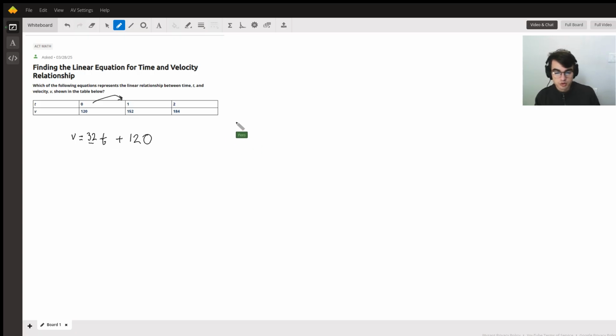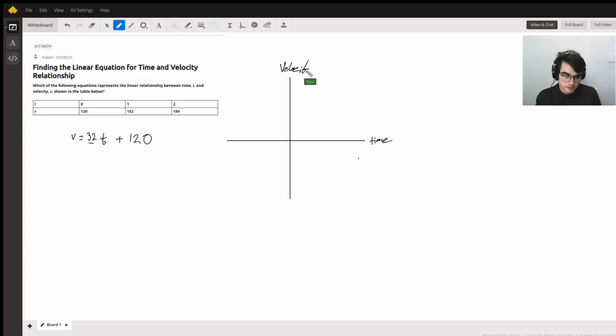Here is the more rigorous way of thinking about this. Let's say we have a graph of velocity and time, where time is the x-axis and velocity is our y-axis. So this is greater velocity, this is lower, and this is time. Of course, we begin at time 0, but we don't start at 0 velocity. We start up here at 120 velocity.